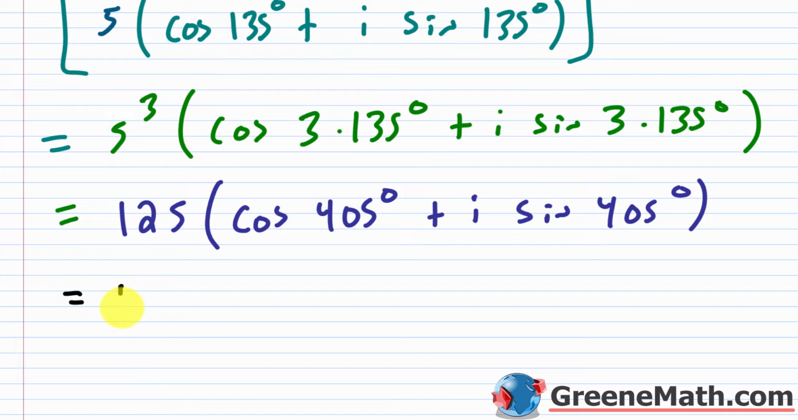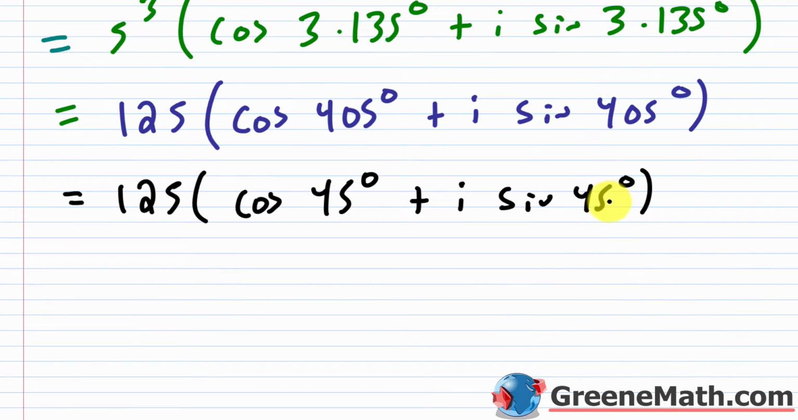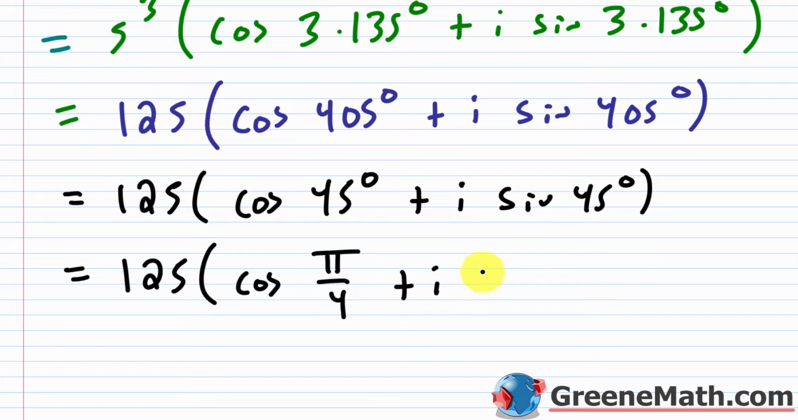So let's say this equals 125 times the quantity cosine of 45 degrees plus i times the sine of 45 degrees. And if you want to work with radians, remember 45 degrees is pi over 4 radians. So you could also say this is 125 times the quantity of the cosine of pi over 4 plus i times the sine of pi over 4.